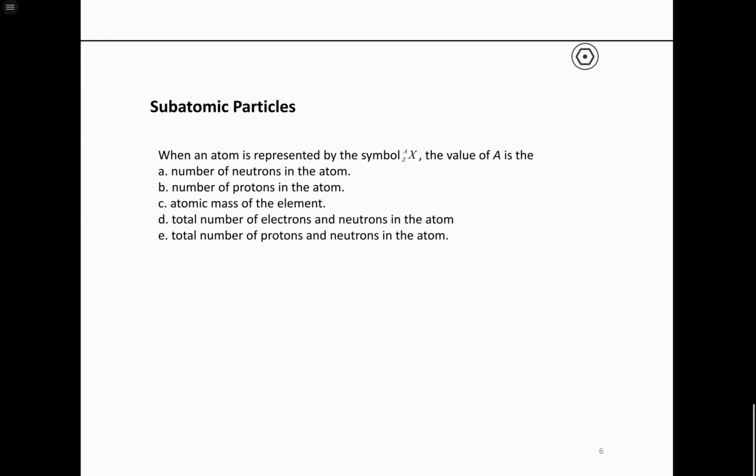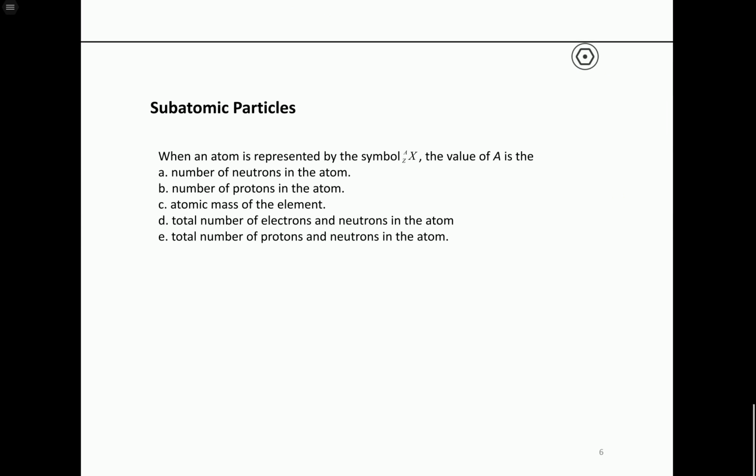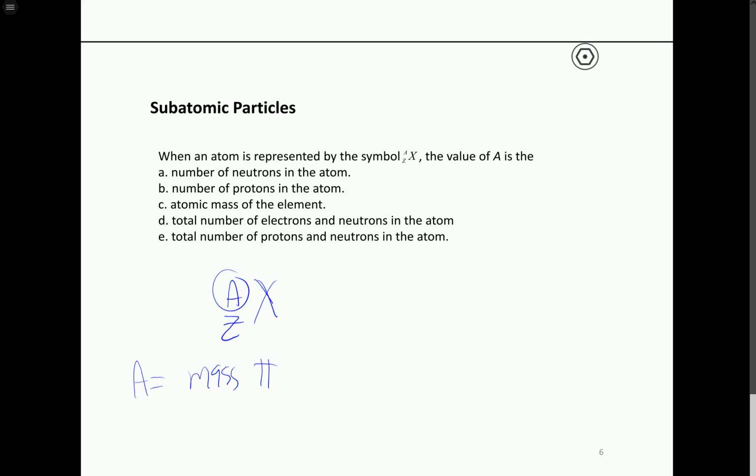Alright, and then finally, last thing about subatomic particles. This one caused some confusion just because of a definition, being precise about our definitions here. So when we have these atomic symbols here, which are A, X, Z, remember that we're asked for what the value of A is here. So what does this mean? A is what we call the mass number, and this is just the number of protons plus neutrons. Now, many of you got this right, but many of you also thought that this was the atomic mass.